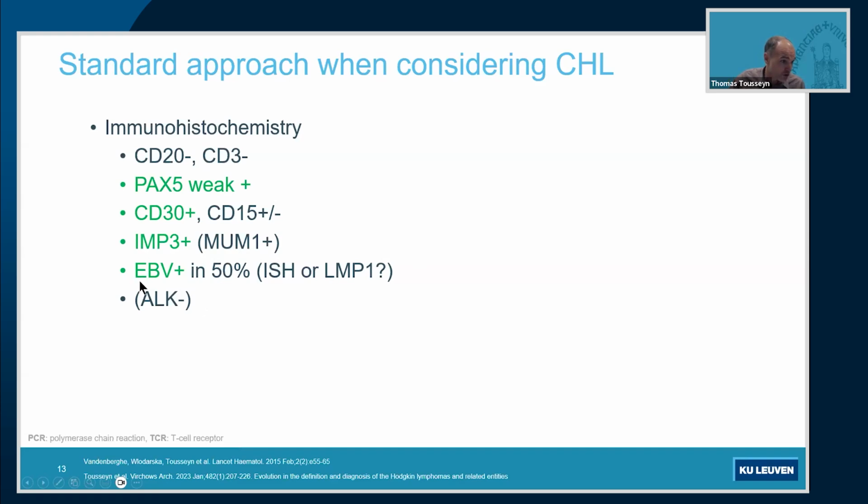And then to detect EBV, you have the choice. You can either use EBER in situ or LMP1. In the case of Hodgkin lymphoma, they are of equal value. Of course, if you consider other EBV-related lymphoproliferations, it might be necessary to do both or to add EBNA2, for example. ALK can be advised, particularly in younger people, in which you expect that, or there is a differential with ALCL, for example.